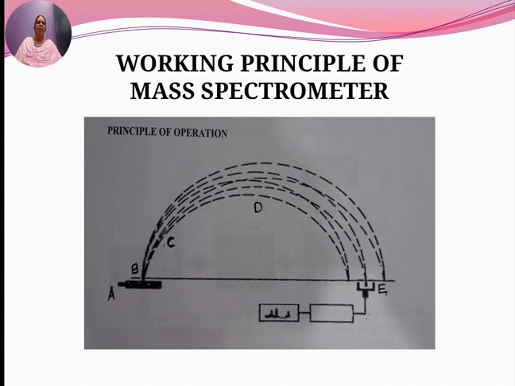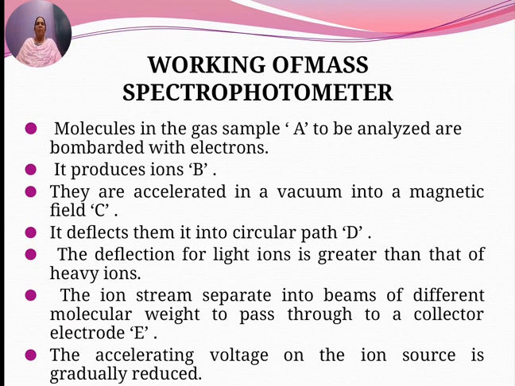By varying the acceleration voltage, ions of other mass species may be collected at the electrode. So the working of the mass spectrometer, as I showed you in the figure: molecules in the gas sample A, B, C, D that I have represented in the figure. You can see the previous slide. Molecules in the gas sample A to be analyzed are bombarded with electrons. So they produce ions.